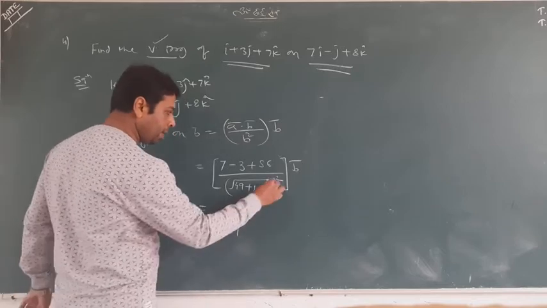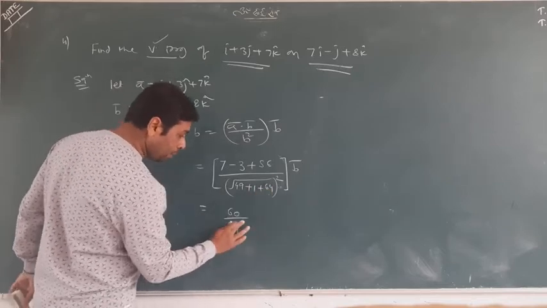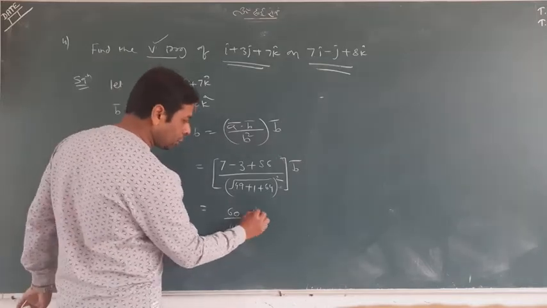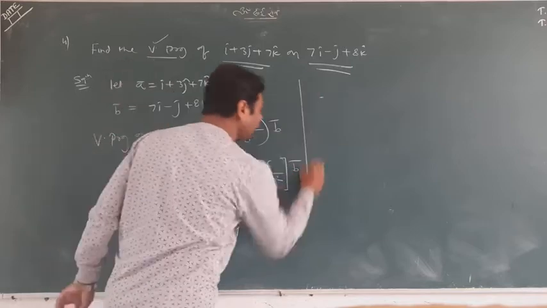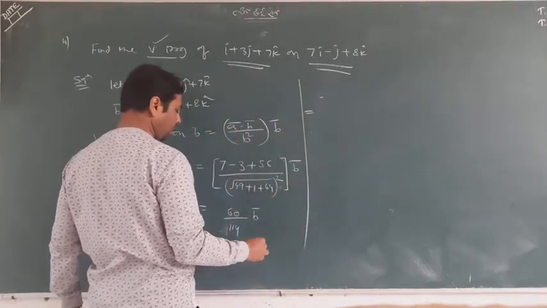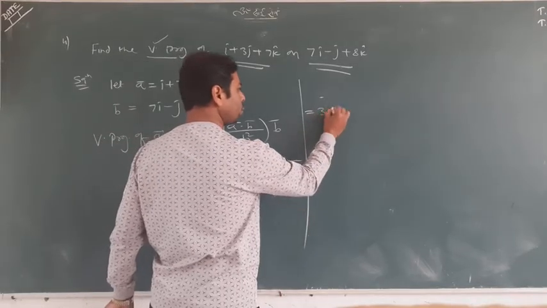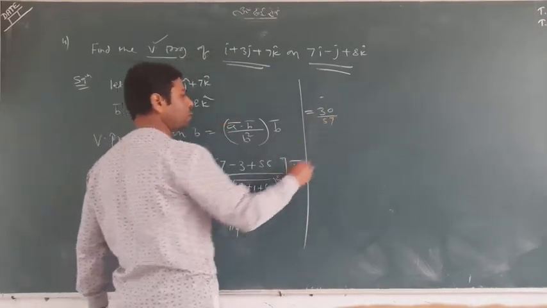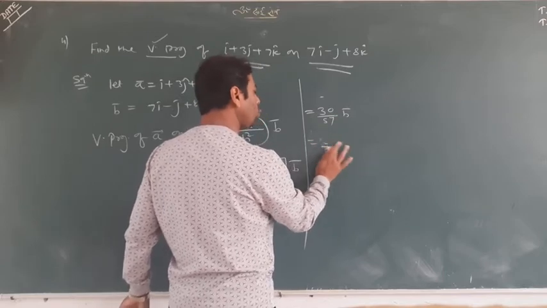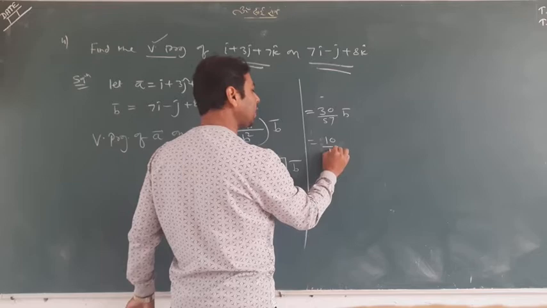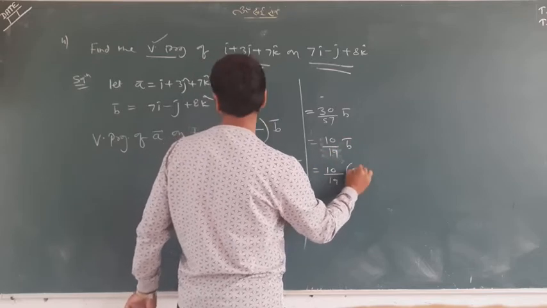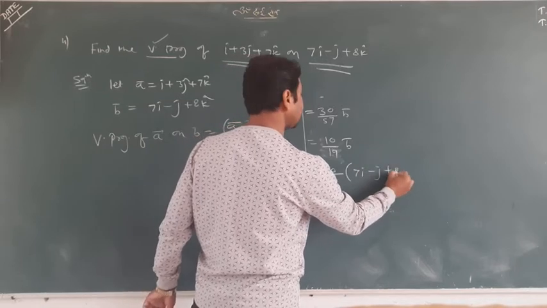The total is 114, and the square will remove the root from there, and this is still vector B here. So the answer is 60 upon 114, and you can cancel by 2. You will have 30 upon 57 times B. It can also be cancelled by 3, giving 10 upon 19 times B. And you can put the value of B lastly. This is 7i minus j plus 8k.